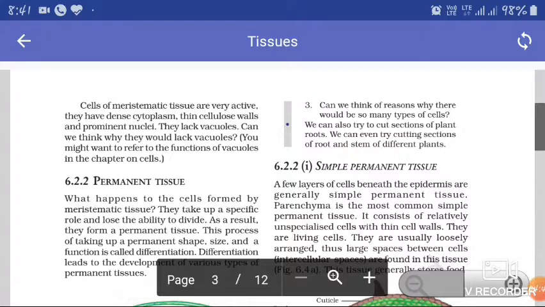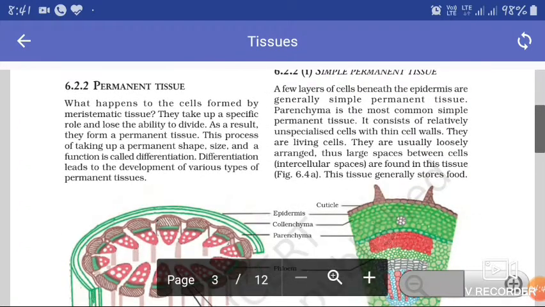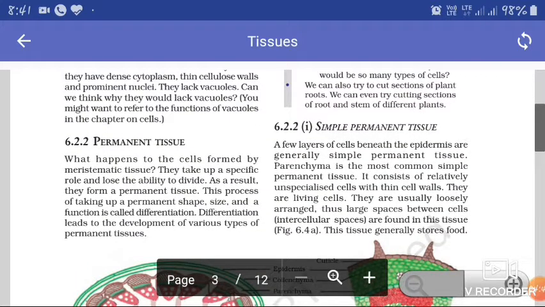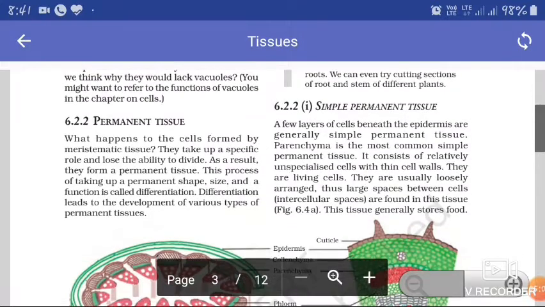Can we think of the reason why there would be many sections of the plant roots? We can even try cutting sections of roots and stems in different plants. Here we study permanent tissues.